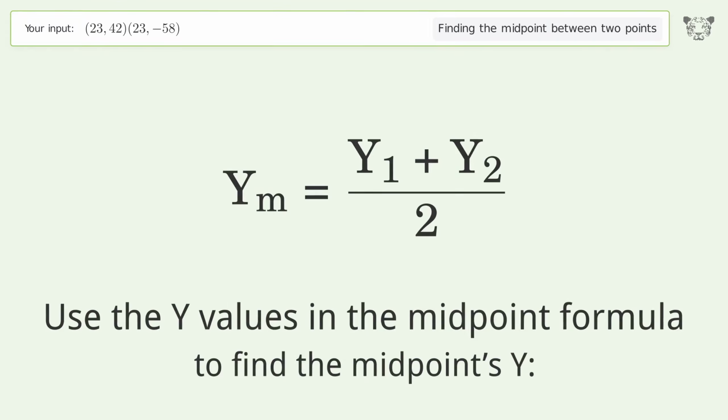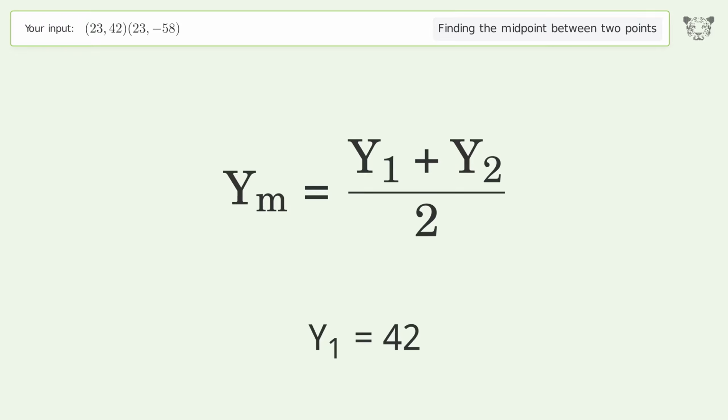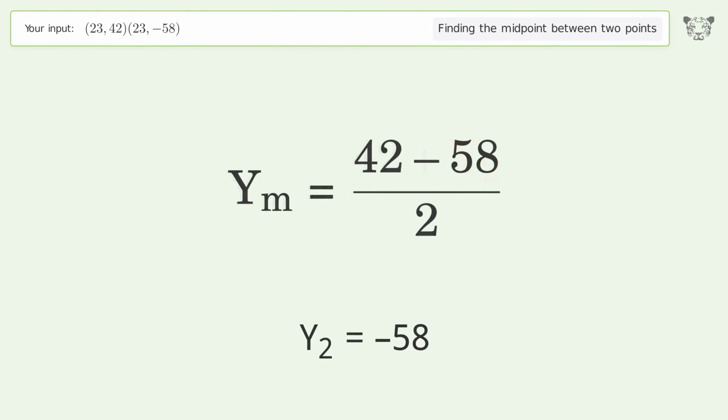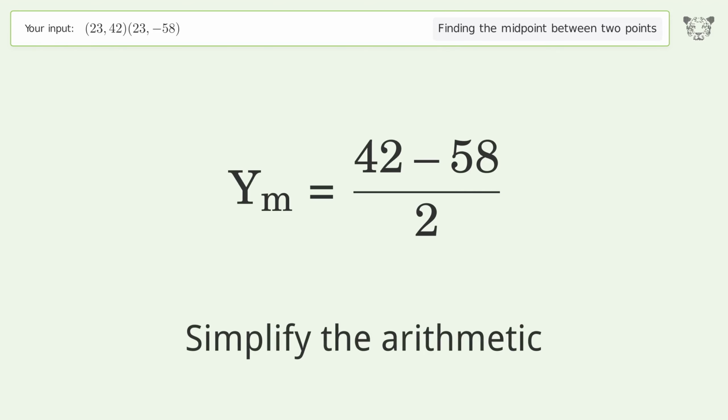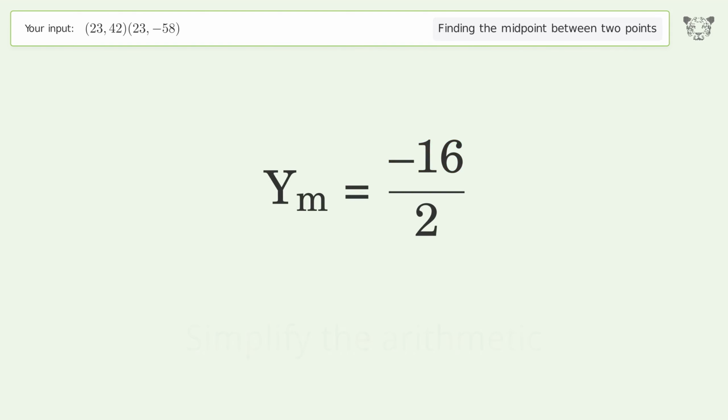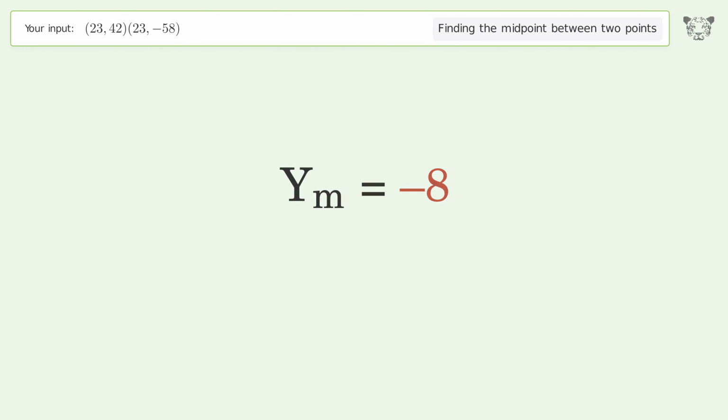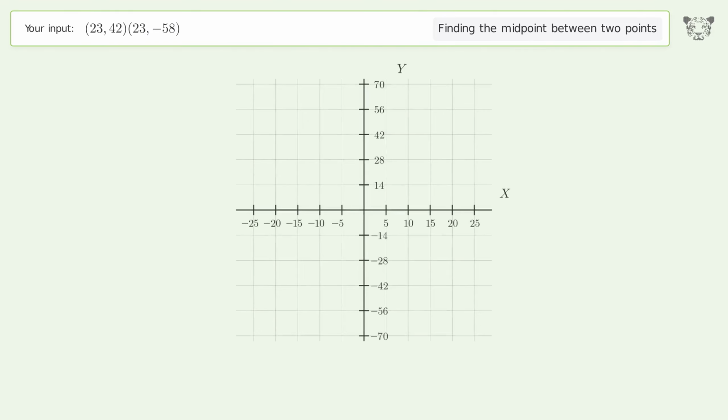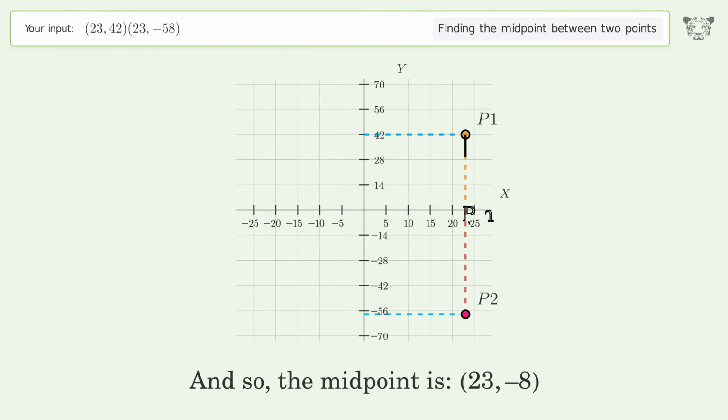Use the y values in the midpoint formula to find the midpoint's y. y1 equals 42. y2 equals -58. Simplify the arithmetic. And so, the midpoint is 23, -8.